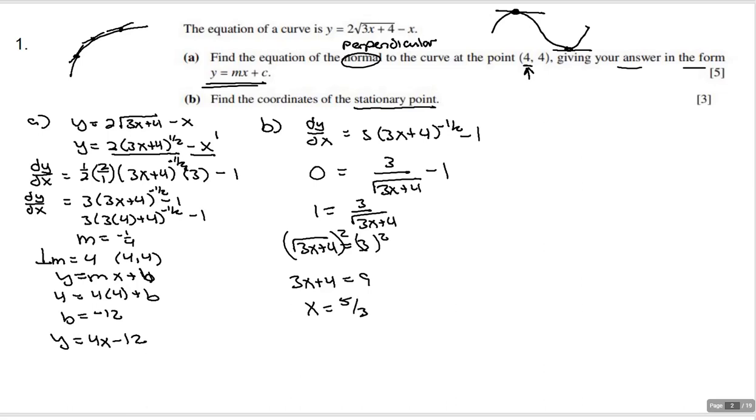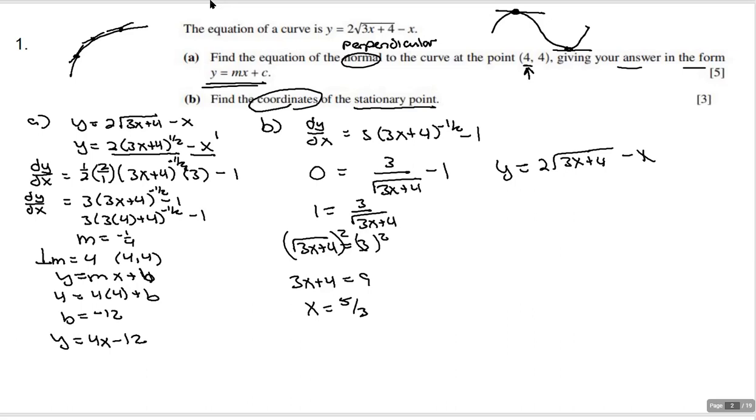Now, keep in mind, that is the x part of my stationary point. If I want to find the y part, and I do, because they asked me specifically for the coordinates, then I've got to take the 5/3 and put it in the original equation. Remember, with derivatives, you put in x's and they give you slopes. With equations or functions, you put in x values and you get out y values. So I'm going to write y equals 2 times 3 square root of 3x plus 4 minus x.